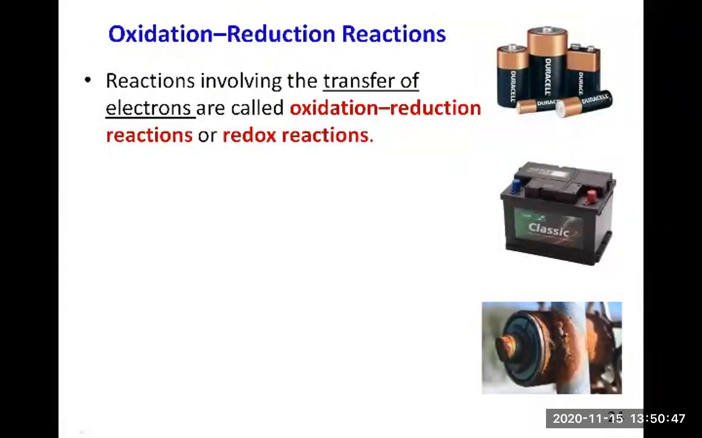Captions in English, please. So this is the 8th video on chapter 7, and we will look at oxidation reduction reactions. Reactions that involve the transfer of electrons are called oxidation reduction reactions. And for short, we call them redox reactions.